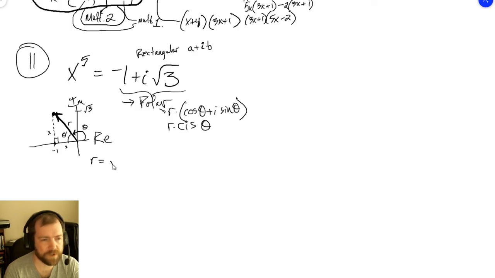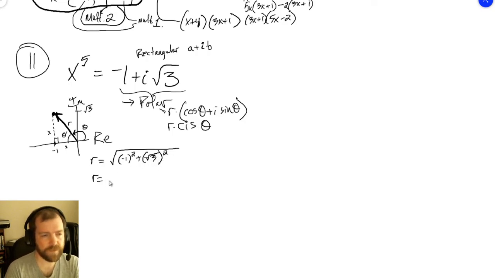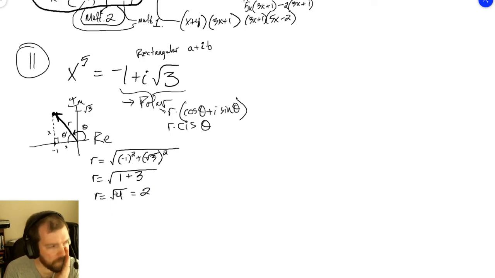Right, so r is equal to the square root of -1 squared plus square root of 3 squared. So r equals the square root of 1 plus root 3 squared, which is just going to be 3. r equals the square root of 4, which is 2. So r equals 2, which you would also know if you know your 30, 60, 90 triangles. That being said, this is going to be a 60-degree angle in the second quadrant because of our reference angles that we can find.